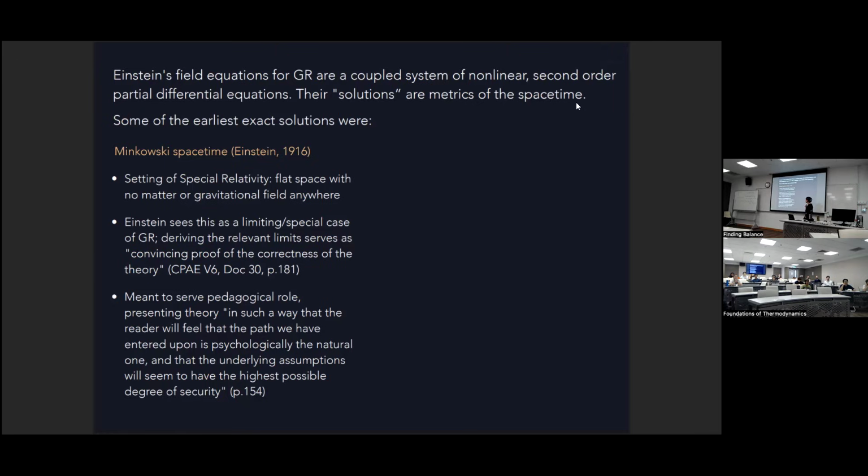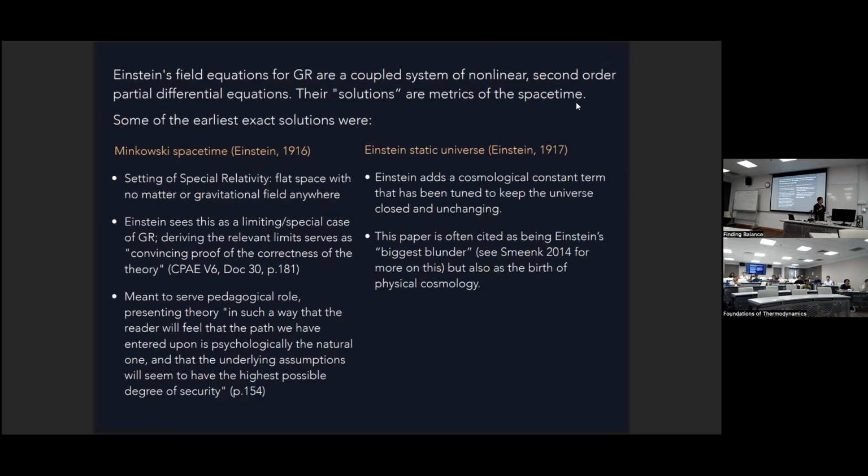So he presents it in such a way that "the reader will feel that the path we have entered upon is psychologically the natural one, and the underlying assumptions will seem to have the highest possible degree of security." So if we start with the familiar and we're able to get that back in the limit, we're convinced of it. Another kind of early exact solution is Einstein's static universe.